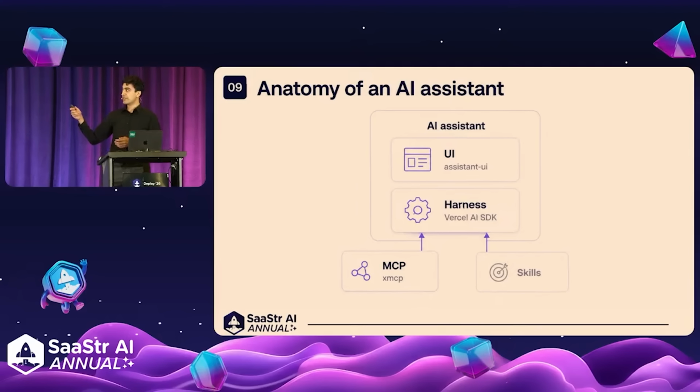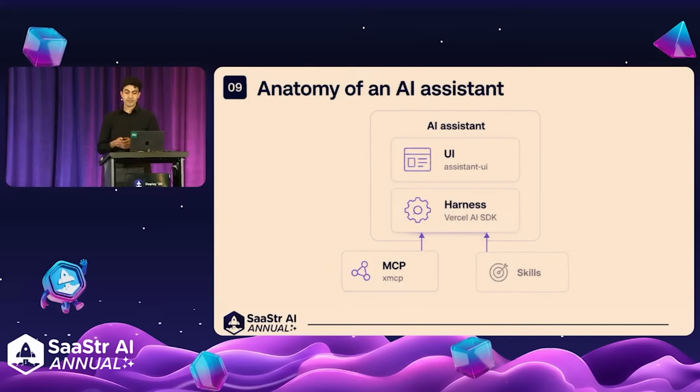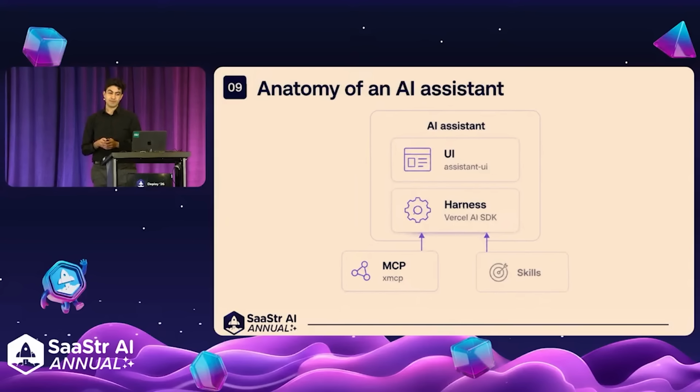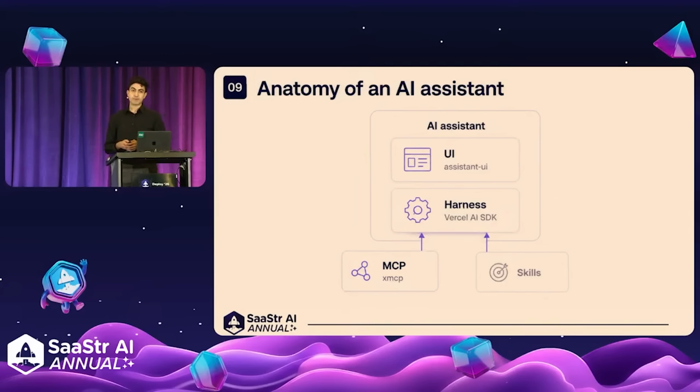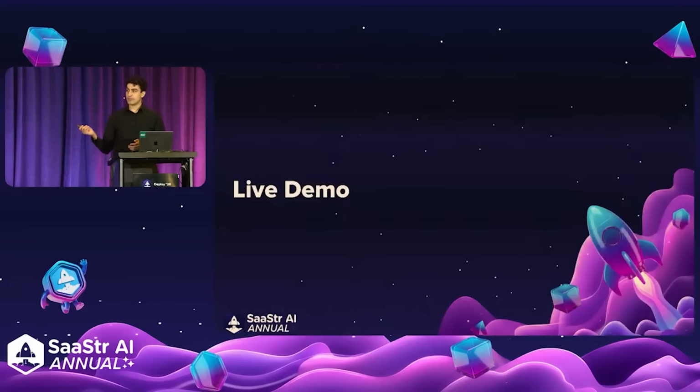Here's how they usually look. You have a UI layer. You have an agent harness. And then you connect MCP servers and skills to them. Today, the tech stack that I'm going to use is Assistant UI for the UI, Vercel AI SDK as a harness, and we're going to build an MCP server with XMCP, a framework for building MCP servers. So let's jump right into the live demo.